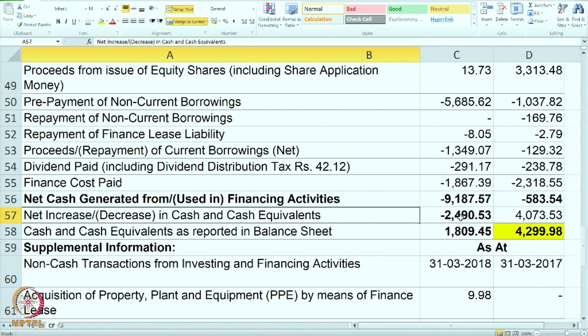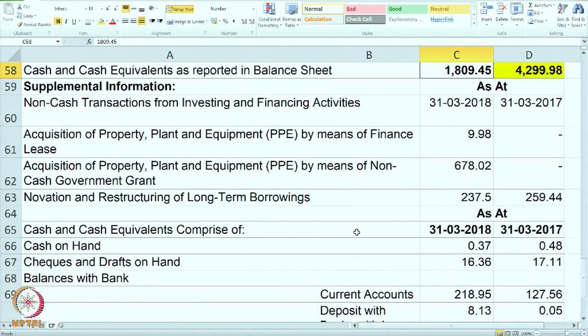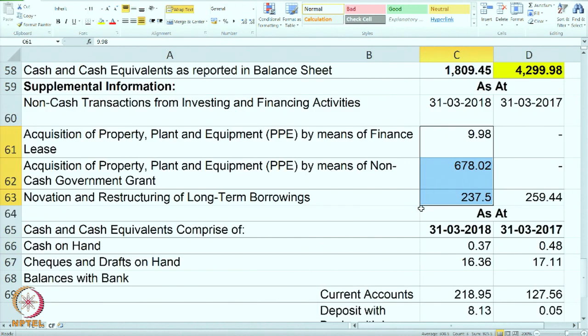So, net increase in cash and cash equivalent, which is 2490. Then you get net cash and cash flow as reported, which is 1809. There is some supplementary information also regarding non-cash transactions. So, just note it: acquisition of property by means of finance lease, acquisition of property by means of non-cash government grants, novation and restructuring. So, these three are treated as non-cash transactions.